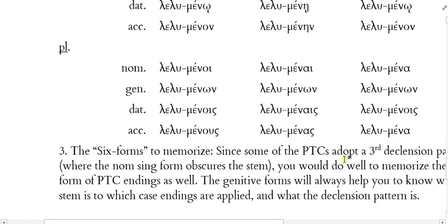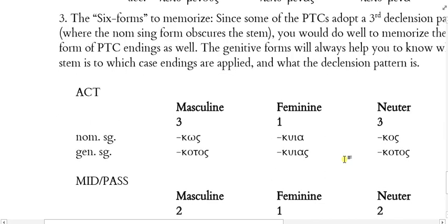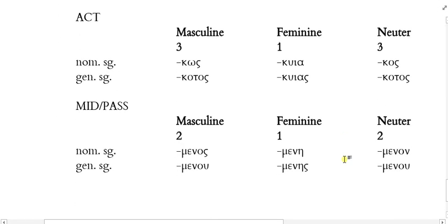Okay, so that's how we form these. The six forms to remember, which are the six nominative and genitive forms for each of the genders, the active and then separately the middle passive, will look like this. So, kos, katas, quia, quias, kos, kas, katas. Okay, so memorize those. Why do we want to know the genitive form? Because that's where we see the real form, where the sigma can obscure the real form in the third declension. Okay, we get to see the real stem that has these case endings added to it.